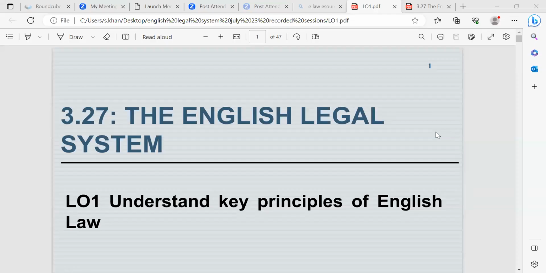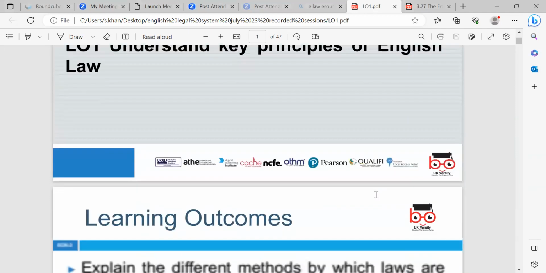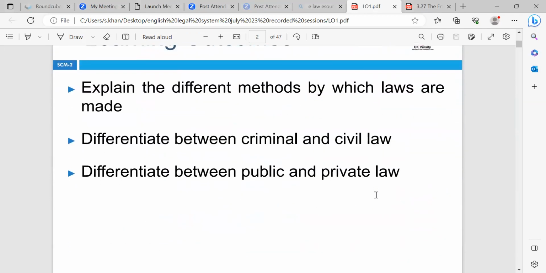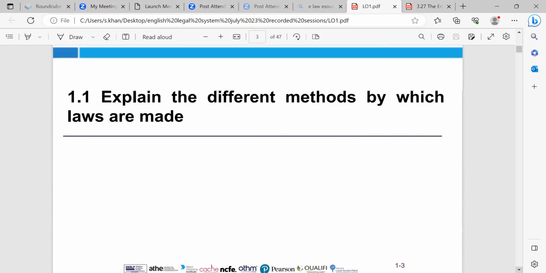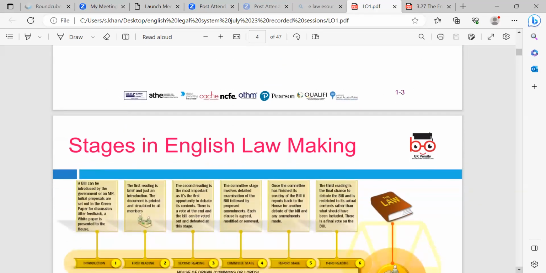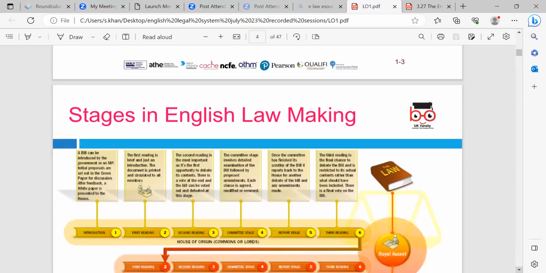So this is 3.27, the English legal system, and learning outcome 1, to understand the principles of English law. So the learning outcomes are to explain the different methods by which laws are made, differentiate between criminal and civil law, and differentiate between public and private law. So 1.1 is to explain the different methods by which laws are made.